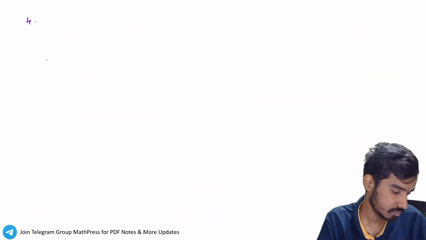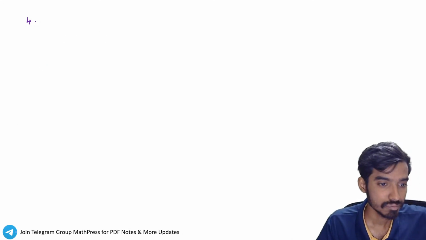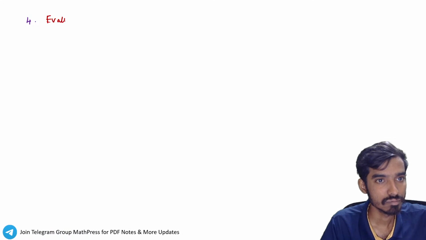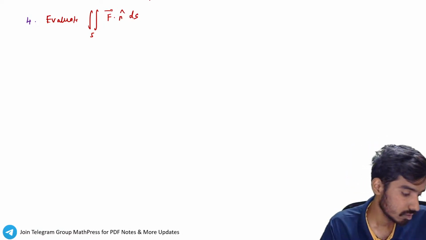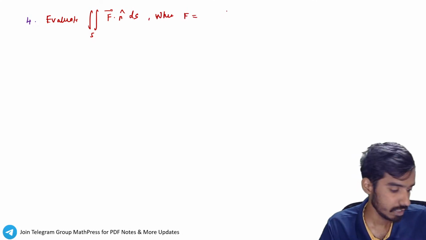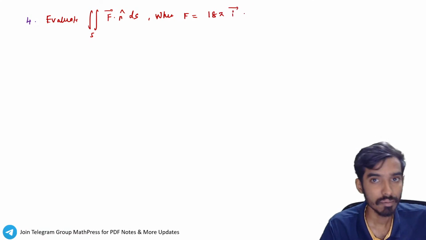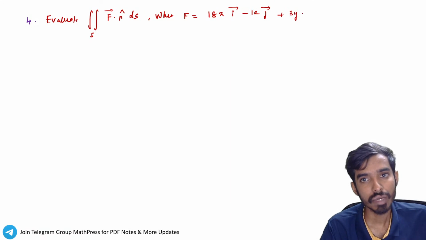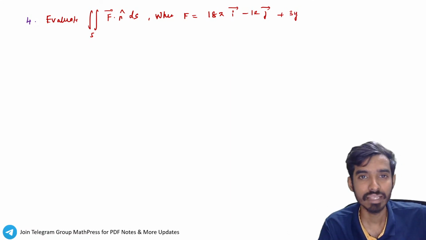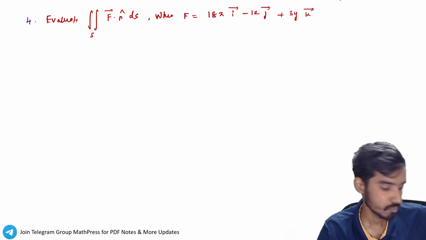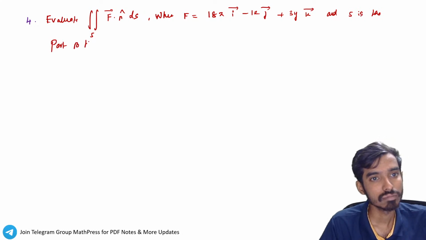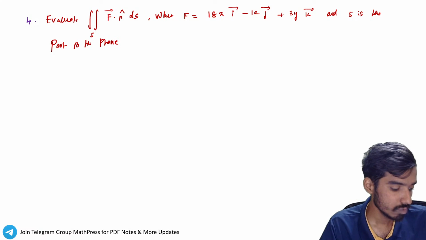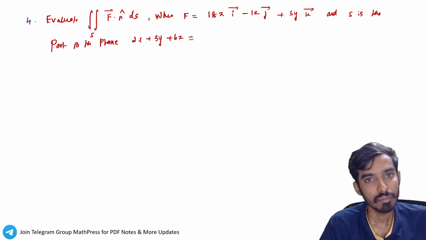So we'll move on to the last problem in this class. Evaluate the double integral over S of F vector dot n cap dS, where F is 18z i vector minus 12 j vector plus 3y k vector, and S is the part of the plane 2x plus 3y plus 6z is equal to 12, which is in the first octant.